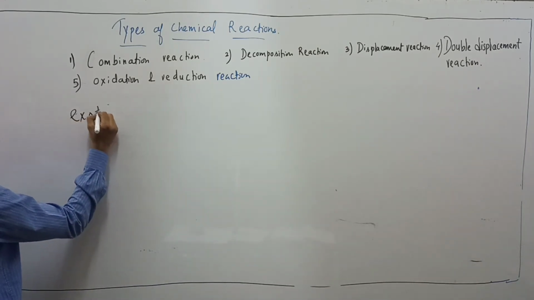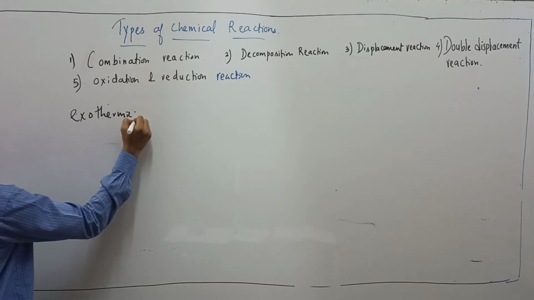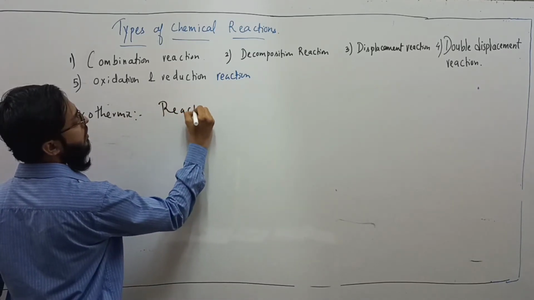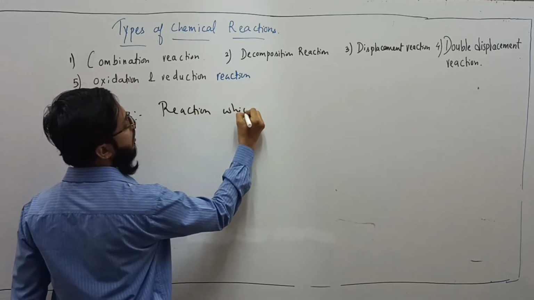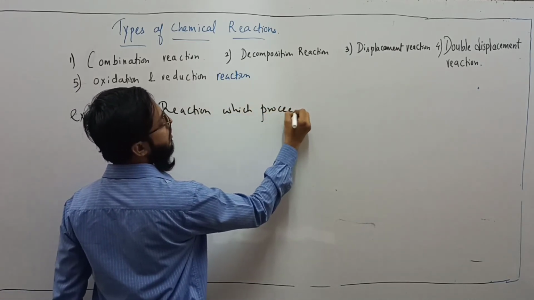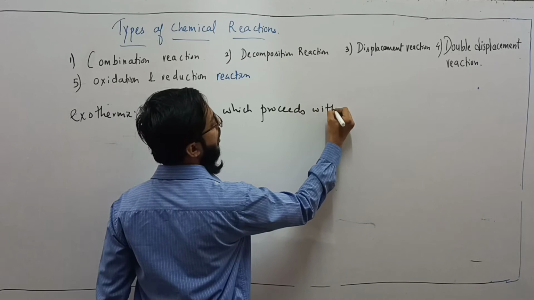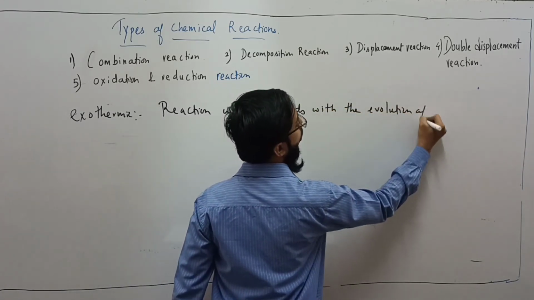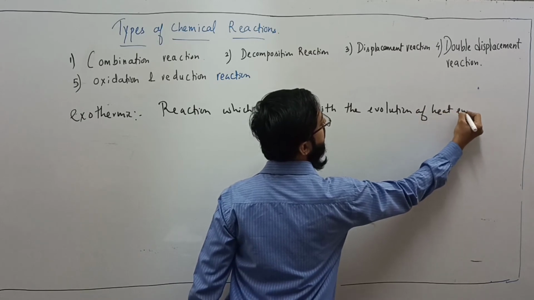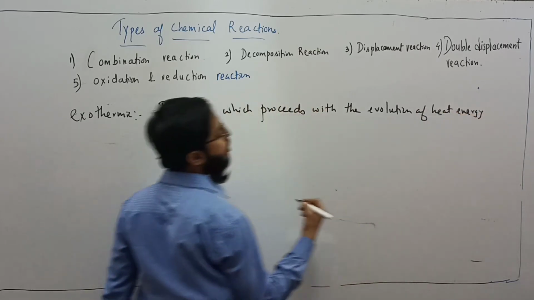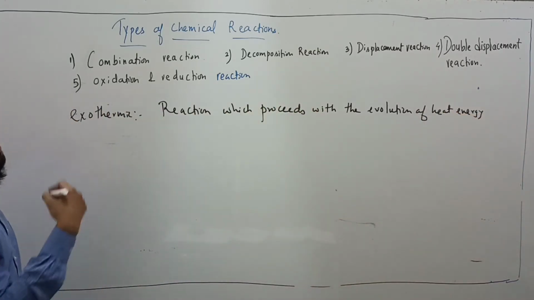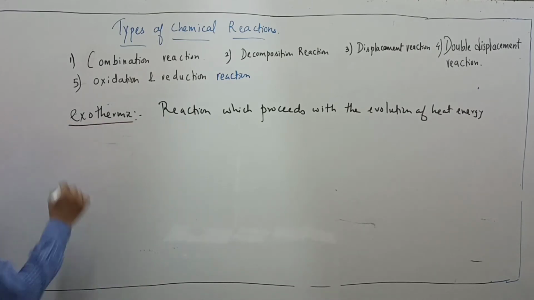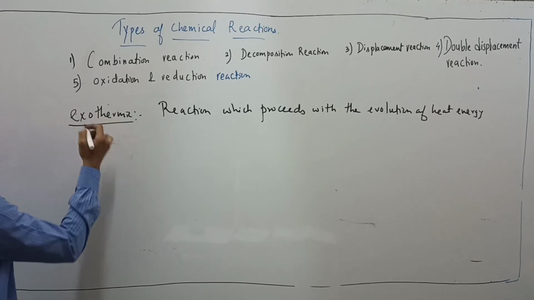Exothermic reaction, which proceeds with the evolution of heat energy. Those reactions which give out heat energy are known as exothermic reactions. Exo means bahar, that is out, thermic means heat.